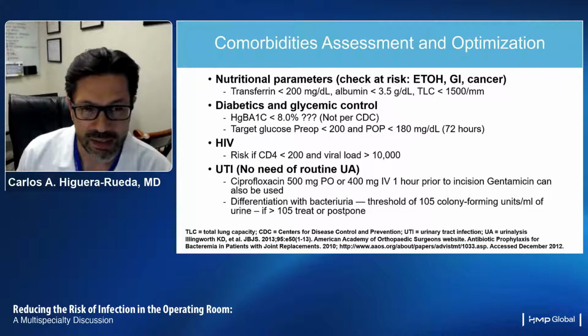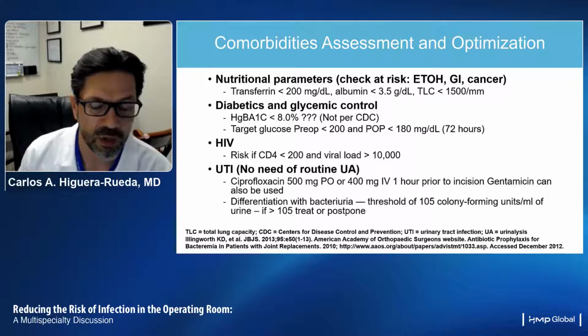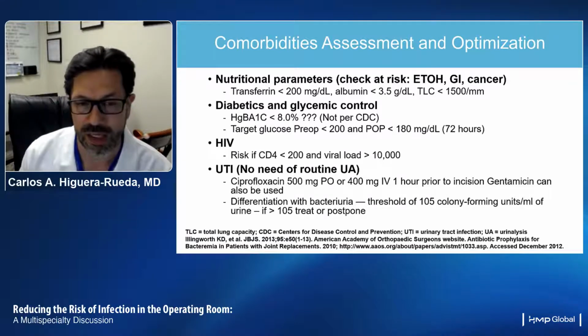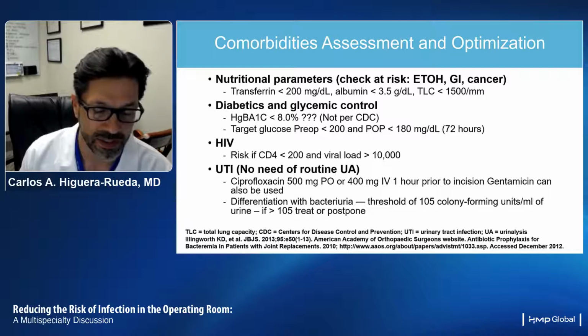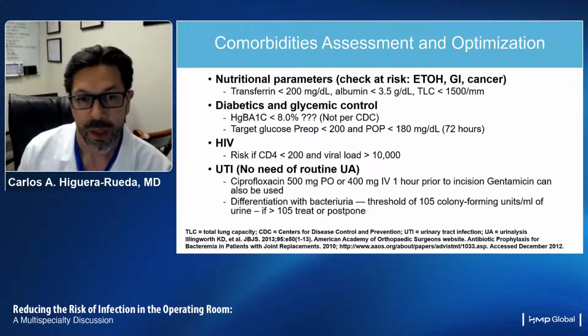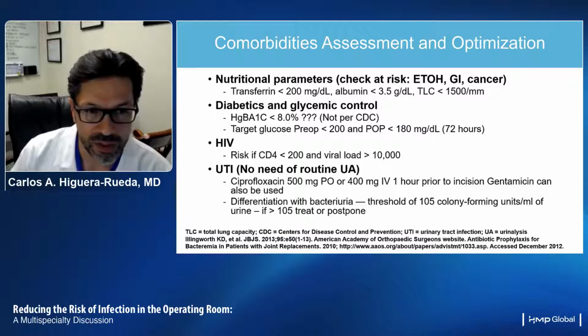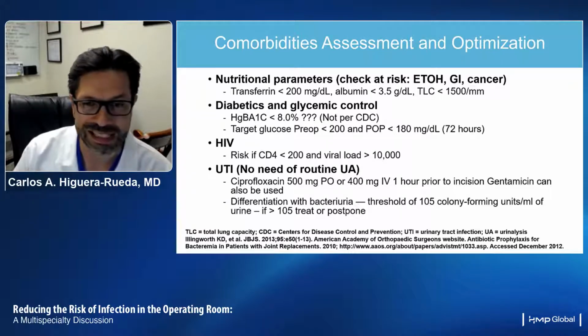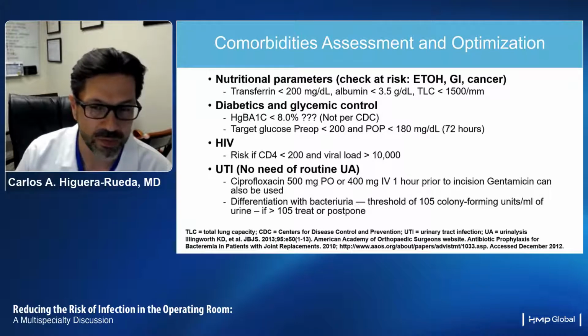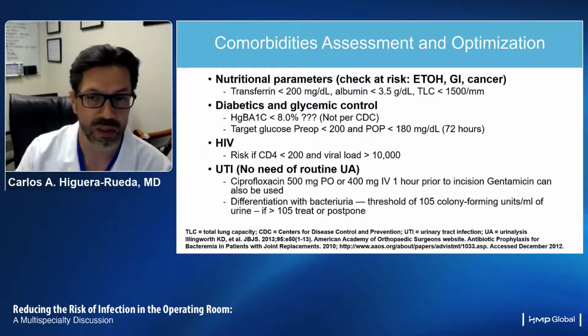Diabetics need significant glycemic control. There is significant literature showing that hemoglobin A1C should be less than 8%. There's a recent paper from the American Association of Hip and Knee Surgeons, not necessarily per the CDC guidelines, but at least in my world, it is very important. Also, perioperative glucose is very important. We usually try to target less than 180 milligrams per deciliter, especially in the first 72 hours after surgery. As we know, when the glucose is higher than this, the immune system doesn't work as well as it should.